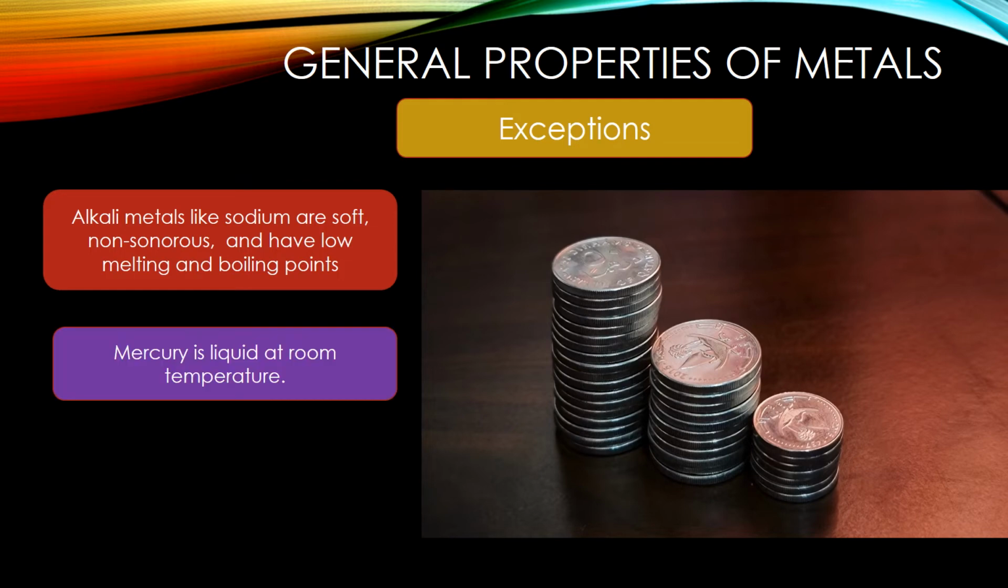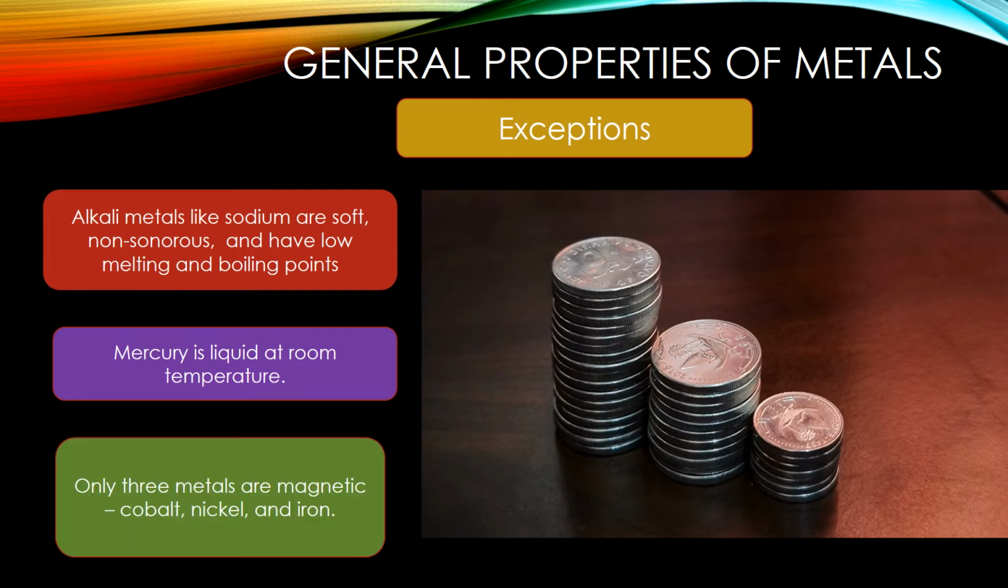Mercury is liquid at room temperature. And when it comes to magnetic properties, only three metals are truly magnetic. Those are iron, cobalt, and nickel.